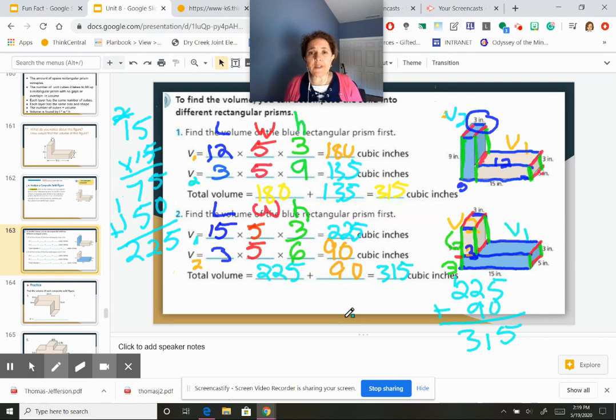The only difference is the way the shape was decomposed or broken apart. Decomposed just means breaking it apart. So the only thing that changed was the decomposition of it, but I still get the same answer. So it does not matter which way you break it apart, you still get the same answer, okay?